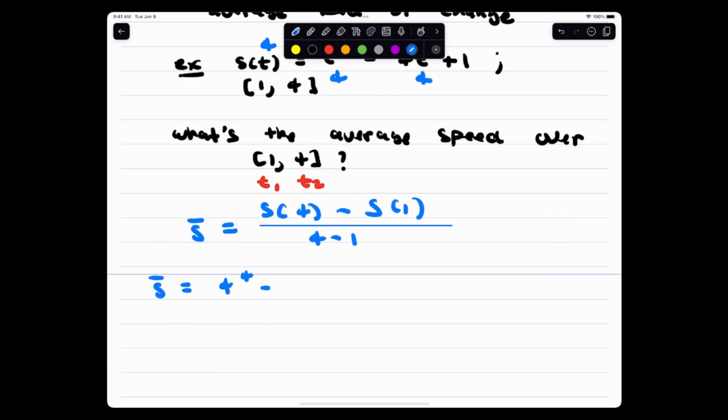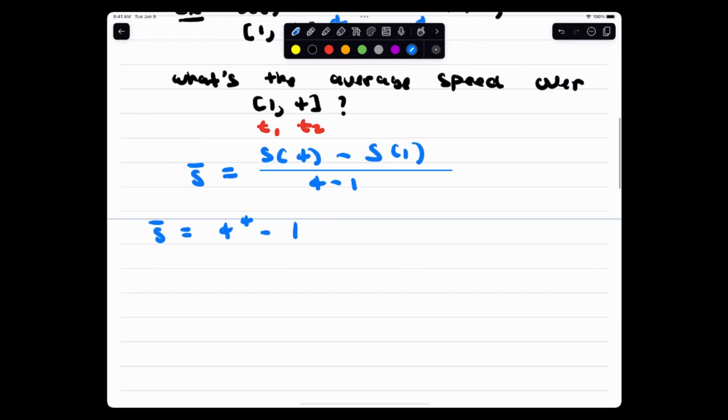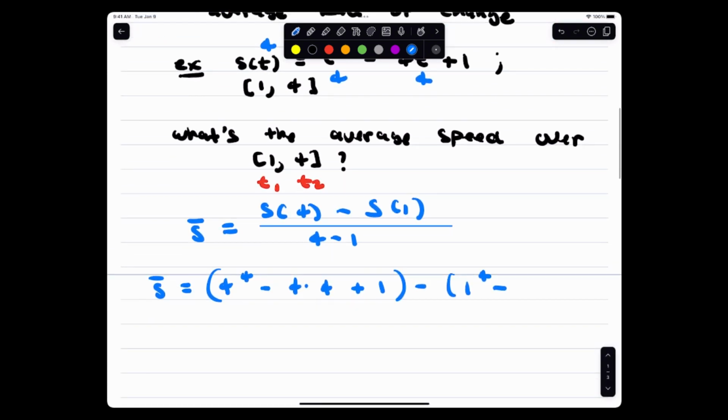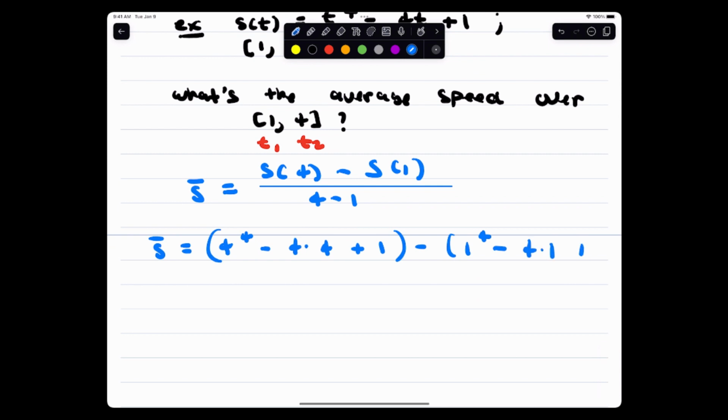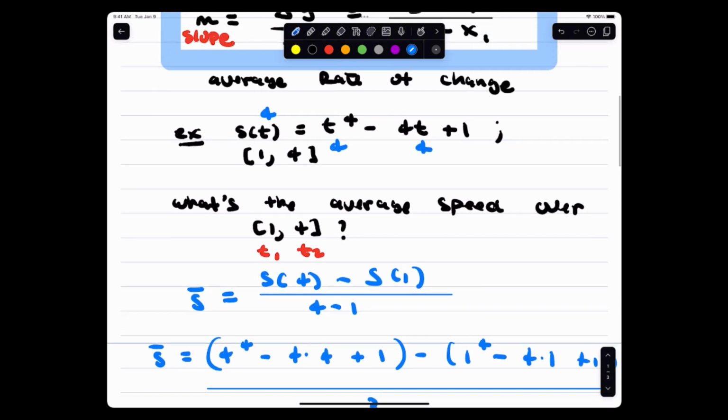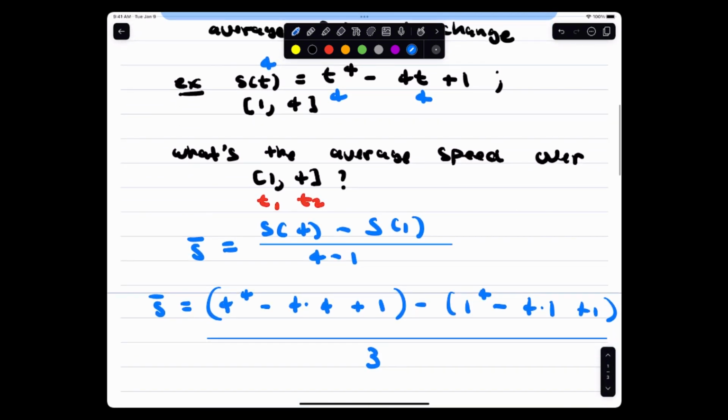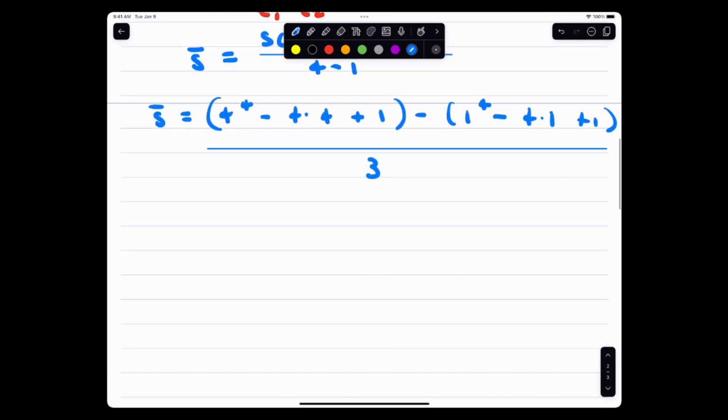4 to the 4th power minus 4 times 4 plus 1, minus 1 to the 4th, minus 4 times 1 plus 1. And then what is 4 minus 1? It's going to be 3. Is that true? So you get to just plug in these values.